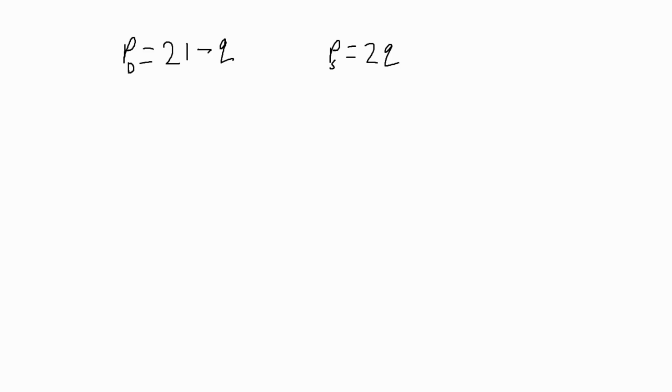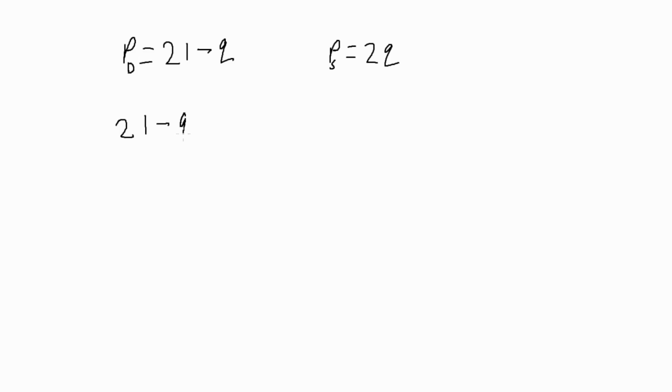So in this question we've got some arbitrary market with a demand curve given by 21 minus q and a supply curve given by 2q, and again we want to find the market equilibrium price and quantity. So in this question, since we have our demand and supply curves in terms of p, we will equate these prices since we know they must be equal at equilibrium. So this is what that will look like.